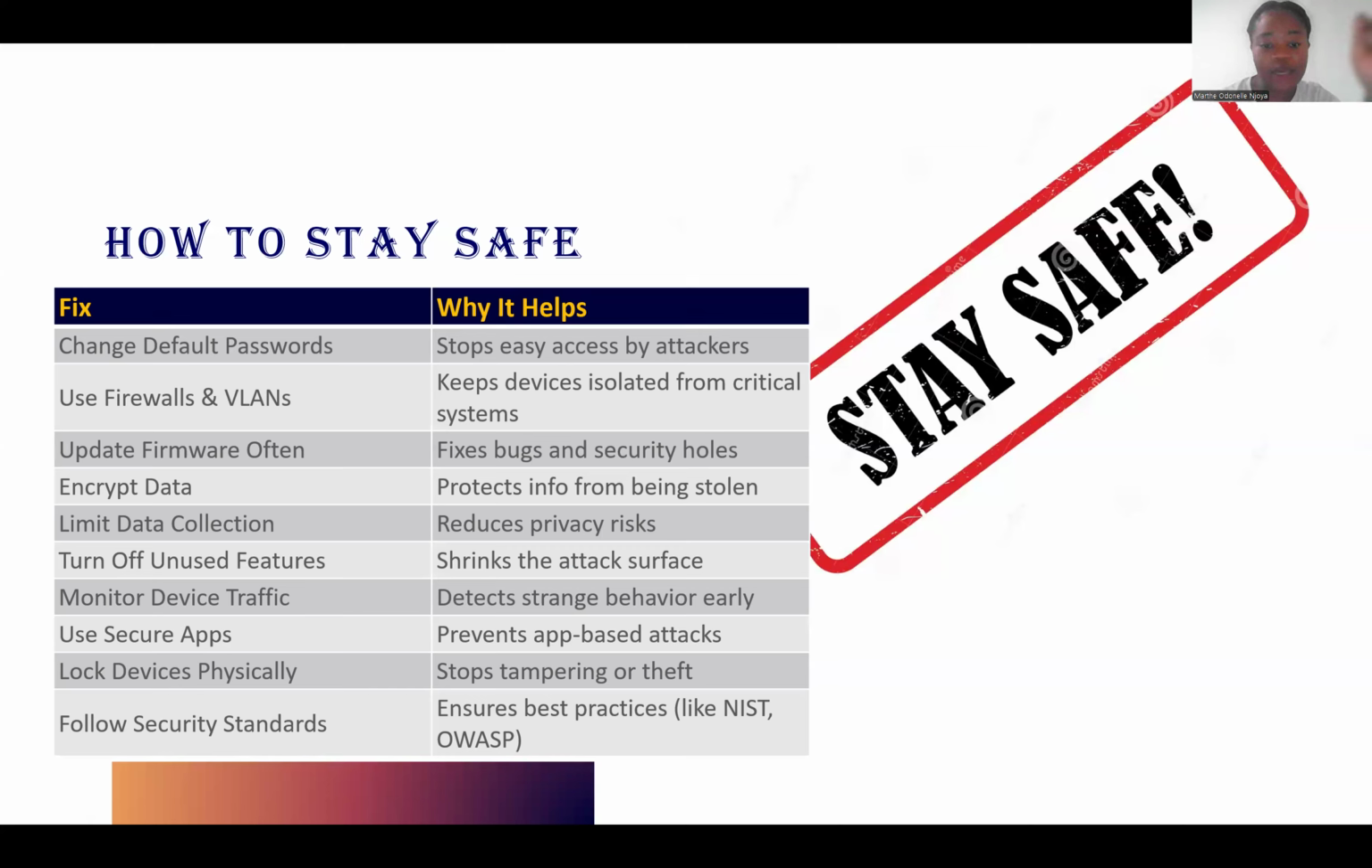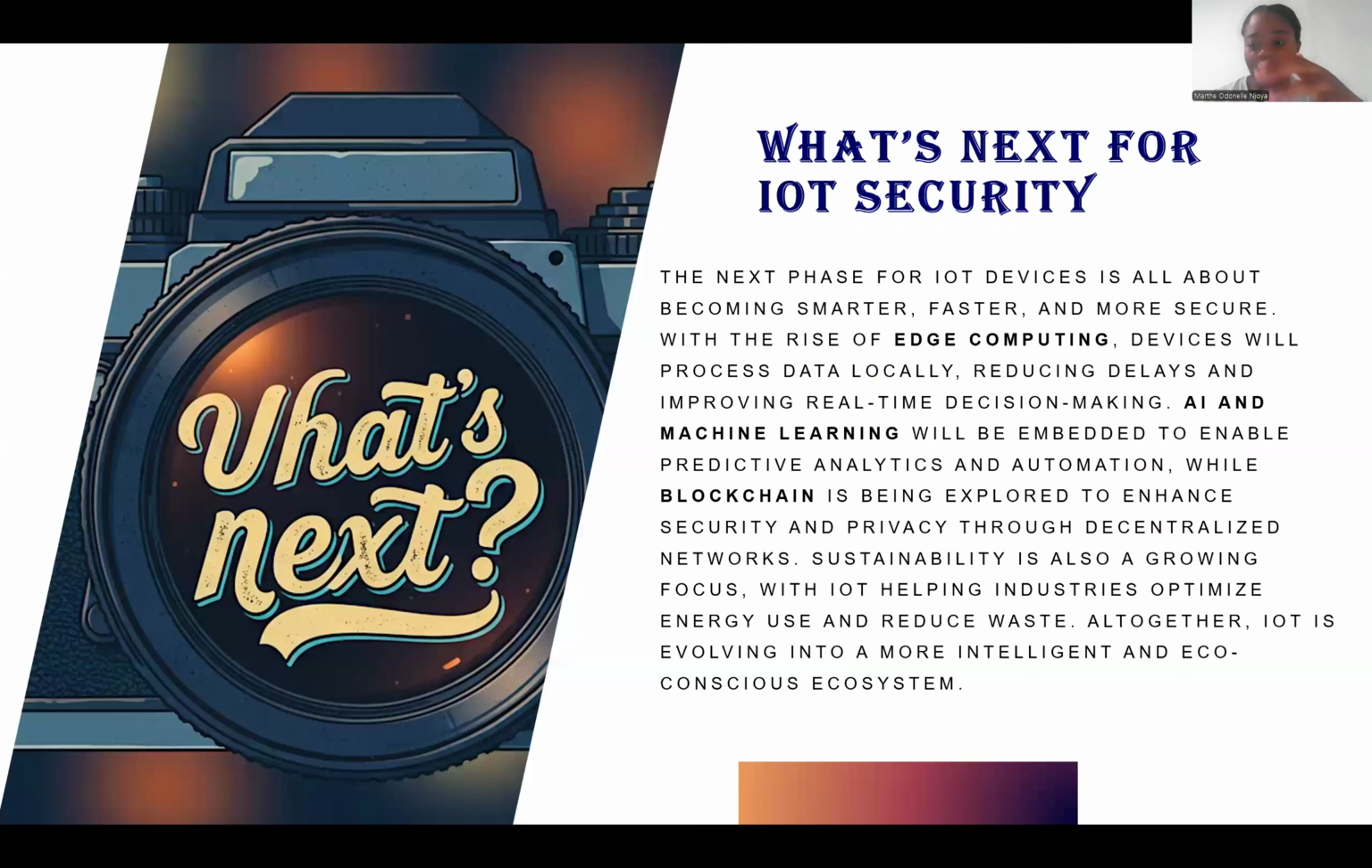Okay, so what is next for IoT security? The next phase for IoT devices is all about becoming smarter, faster, and more secure with the rise of edge computing. Devices will process data locally, reducing delay and improving real-time decision making. And today, AI is a big thing, so of course, AI is going to be included. AI and machine learning will be embedded to enable predictive analytics and automation, while blockchain is being explored to enhance security and privacy through decentralized networks.